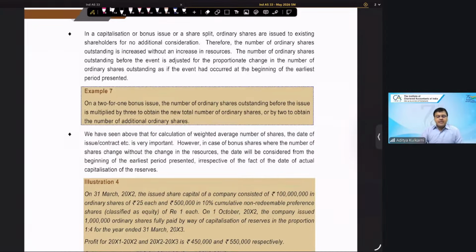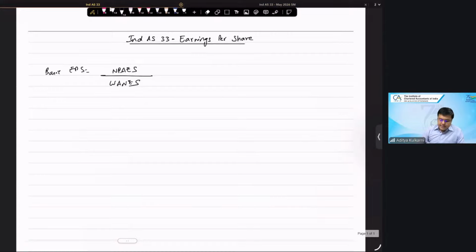Now, tell me one thing. Is there any cash element that the company will receive for bonus shares? Answer is no. So, tell me, if additional cash is not received on issuance of bonus shares, can I presume that the bonus shares were already in existence? Yes? How does a bonus share come into existence? What is the source of bonus shares?